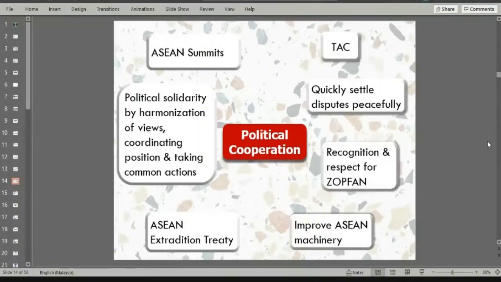Extradition treaty. So extradition, I'm not sure whether you are familiar with the concept. You want to extradite, meaning that you want to bring back a suspect who was apprehended in another country, and bring the person back to your country to face trial. So you are extraditing the person, right?